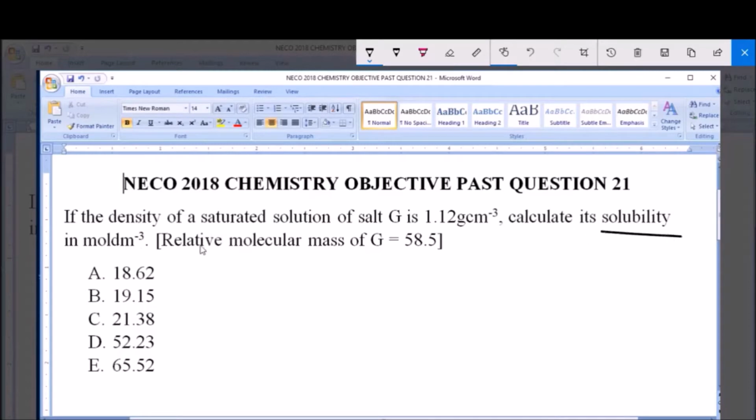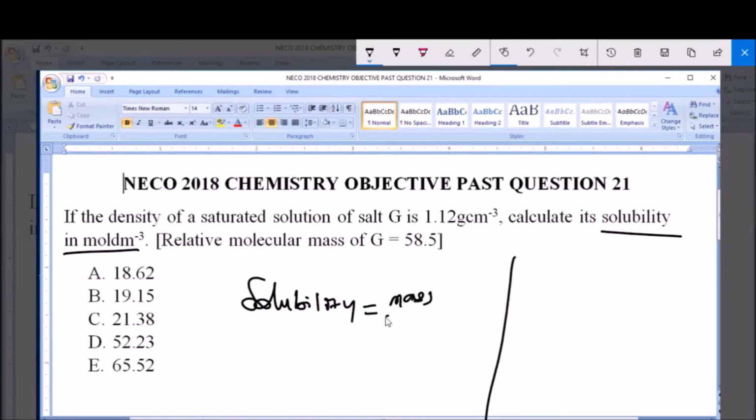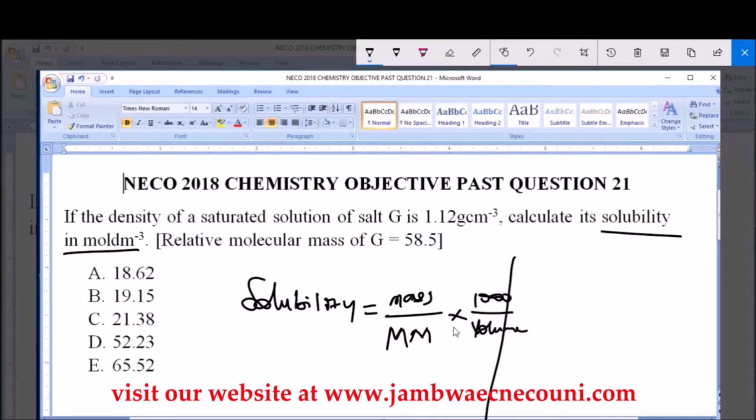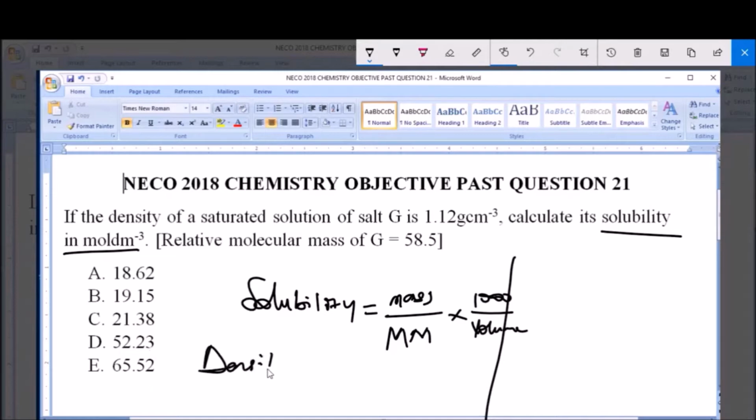solubility of this saturated solution of salt in mole per dm cube, and we're given that solubility is equal to the given mass all over the molar mass multiplied by the given volume 1000, which is a standard volume, all over the given volume. Let's call it volume, let's call it V. But now the question says that the density of this salt is equal to 1.12 gram per cm cube. Now this is the density of the salt.